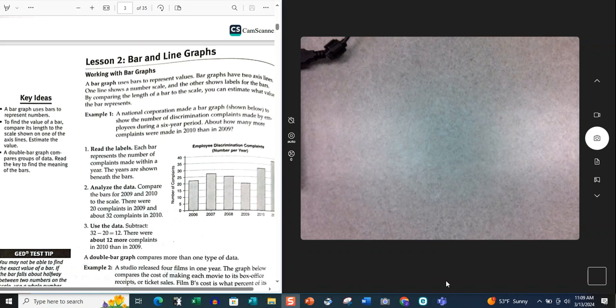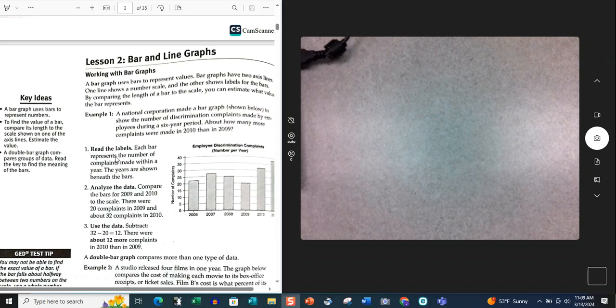Example 1, a national corporation made a bar graph shown below to show the number of discrimination complaints made by employees during a 6-year period. About how many more complaints were made in 2010 than 2009? So if you look here at 2009, it's 20. And if you look here at 2010, it's a little bit above 30, almost halfway between 35 and 30. So I think it's about 32.